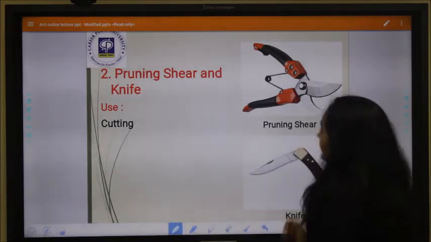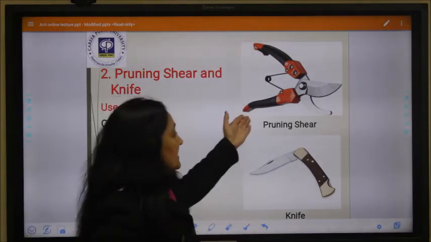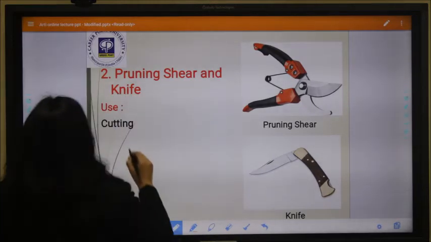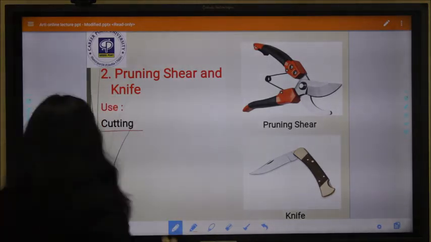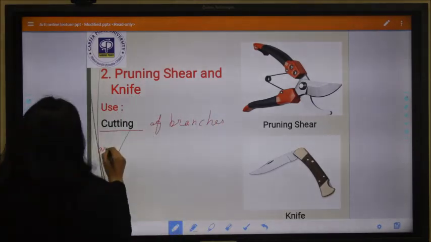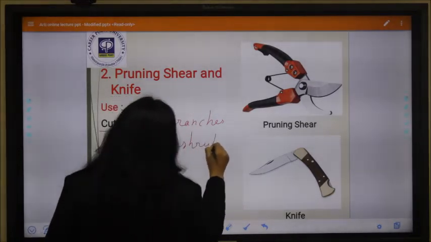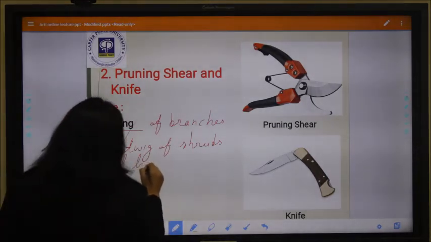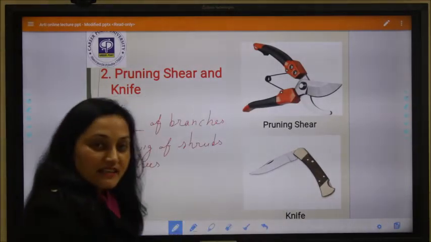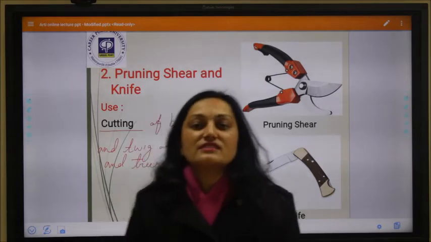Next one is pruning shear and knife. What is the requirement of this pruning shear and knife? Yes, these are required for cutting branches and twigs of shrubs and trees. So this is the main use of pruning shear and knife.